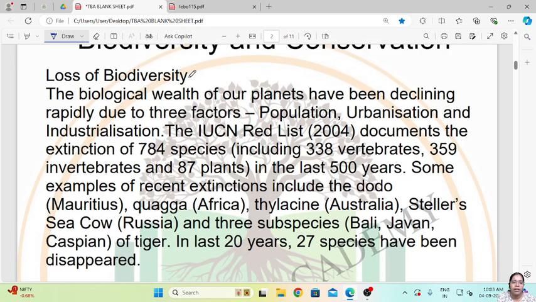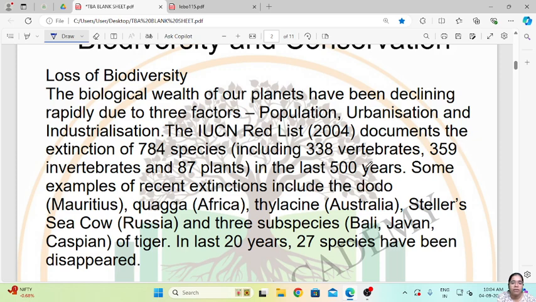So loss of biodiversity is the biological wealth of our planet has been declined rapidly due to three factors. Okay, so there are three factors which cause the loss of biodiversity, that is population, urbanization and industrialization. The IUCN Red List 2004 documented the extinction of 784 species including 338 vertebrates, 359 invertebrates and 87 plants.